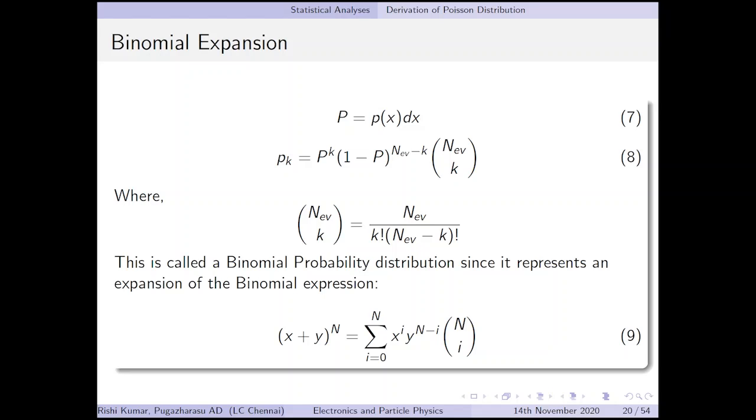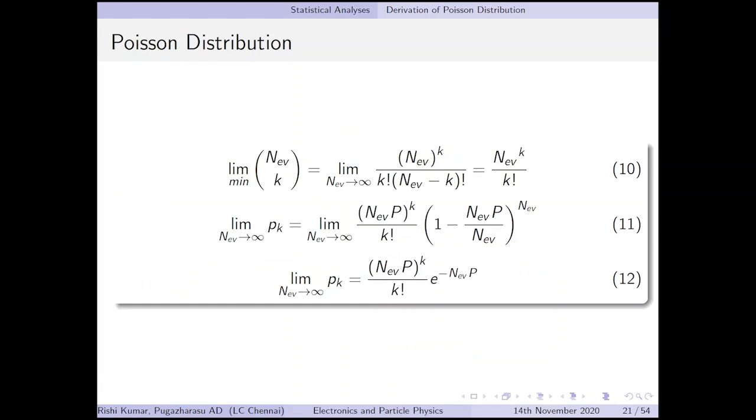So this thing right here is called the binomial probability distribution, since it represents an expansion of the binomial expression (x plus y) whole power n equals the summation of x to the i, y to the n minus i. I'm not going to be explaining too much of this because that is not the focus here, and we have already studied binomial expansion in our first and second year courses. So what I'm going to look at is the Poisson distribution.